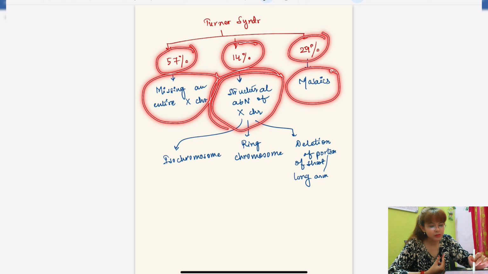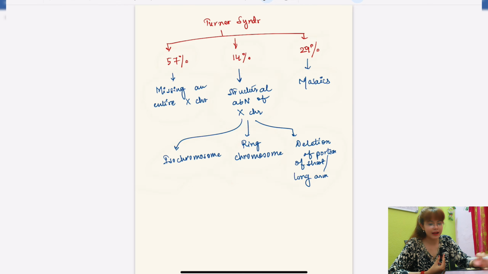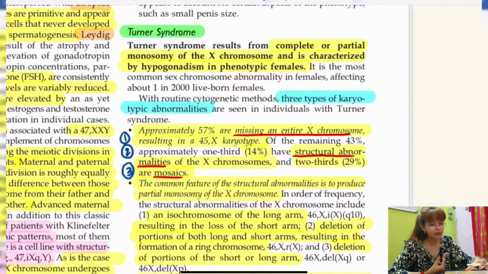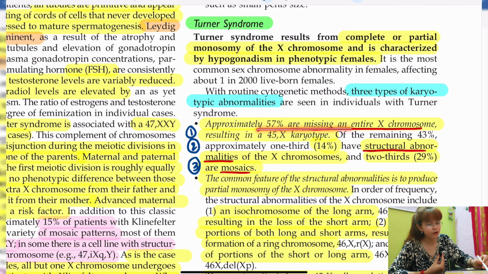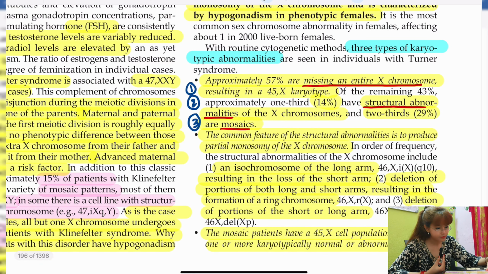Now, what are the structural abnormalities? They can be isochromosome, ring chromosome, and deletion of a portion of the short or the long arm. I've already explained all these mechanisms before. You just need to remember these points. See, this is the first point, where they're missing an entire X chromosome. Number 2 is they have a structural abnormality, and number 3 is that they have mosaicism.